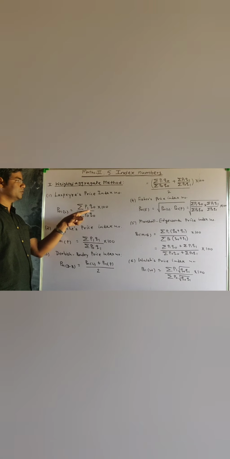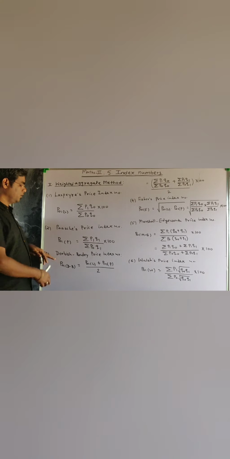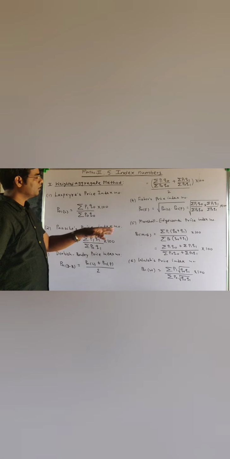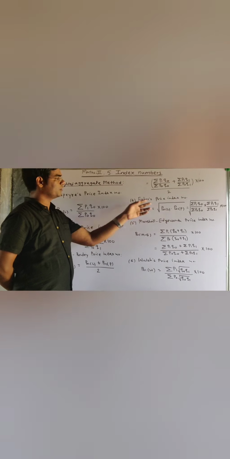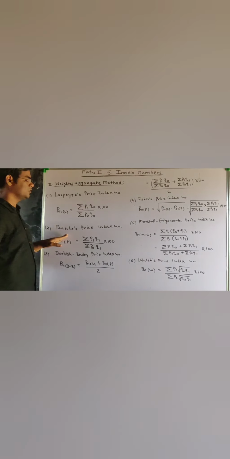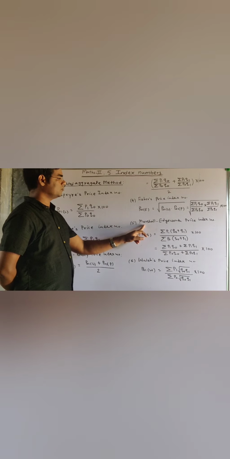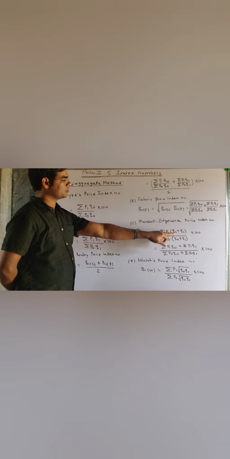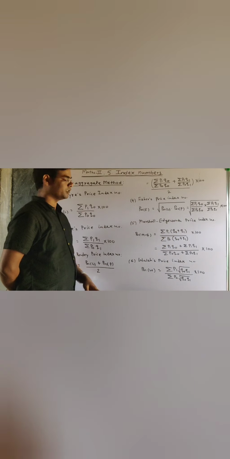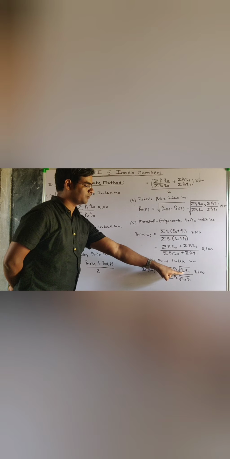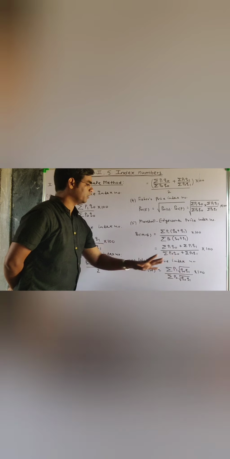In Laspeyres price index number, base year quantities are multiplied. In Paasche price index number, current year quantities are multiplied. If you take the average of these two, then it becomes Dorbish-Bowley price index number. If you take the geometric mean of Laspeyres and Paasche price index numbers, then it becomes what? Fisher price index number. In Marshall-Edgeworth, you have to take the sum of base year and current year quantity. And in Walsh price index number, you have to take the geometric mean of base year and current year quantity.